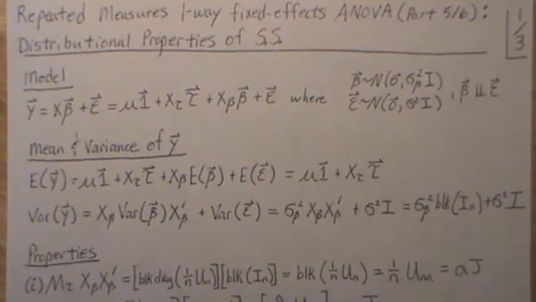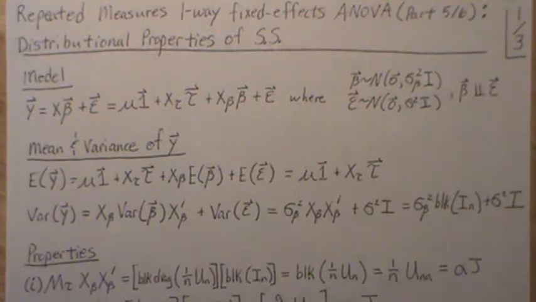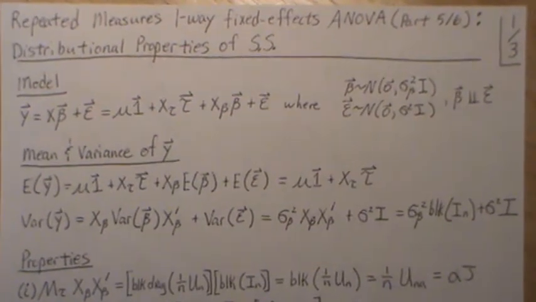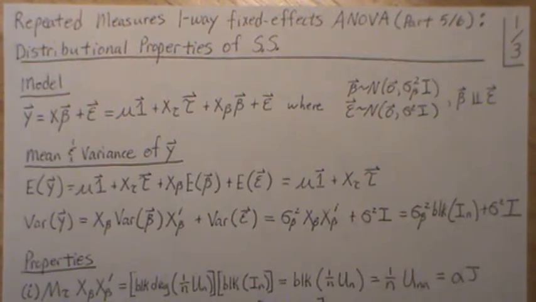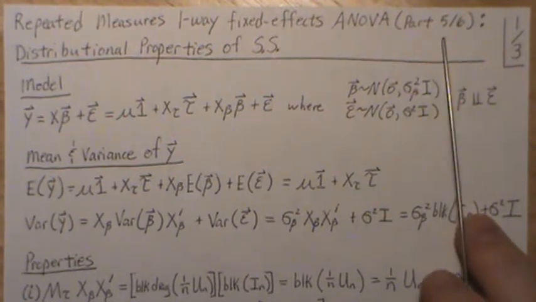Hello, this is the next video in a playlist that I'm calling General Linear Models Design of Experiments. And this is part 5 of a little mini-series within that playlist that I'm calling Repeated Measures One-Way Fixed Effects ANOVA. And here we're going to look at the distributional properties of the sum of squares. Now in part 4 we derived the sum of squares for a reference.